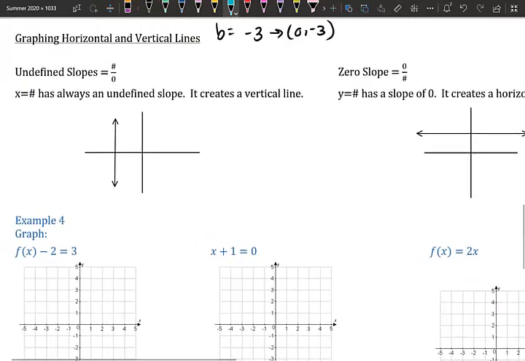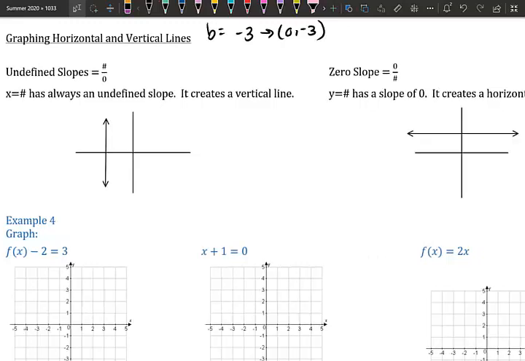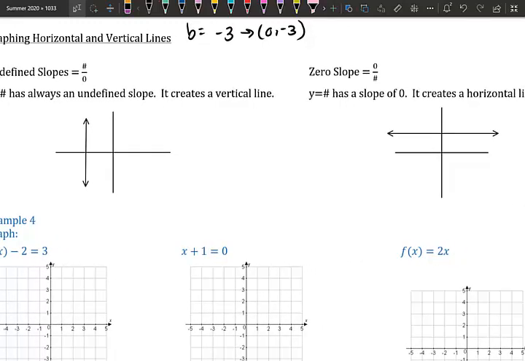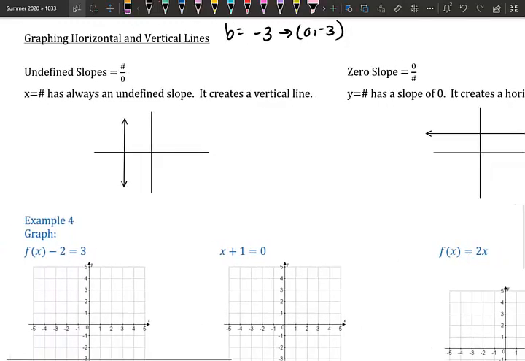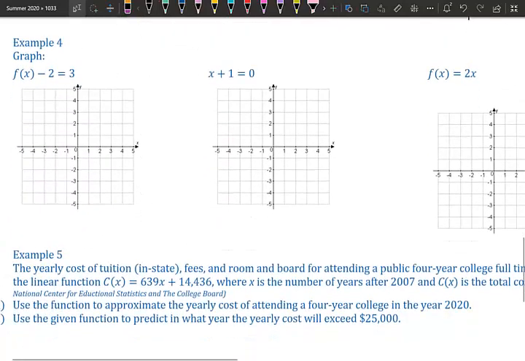Graphing horizontal and vertical lines. So undefined slope is number over 0, and that's x equals a number. So it has an undefined slope, and it creates a vertical line. 0 slope, it has a slope of 0, that's 0 over a number, and it creates a horizontal line. So let's go ahead and graph special equations.